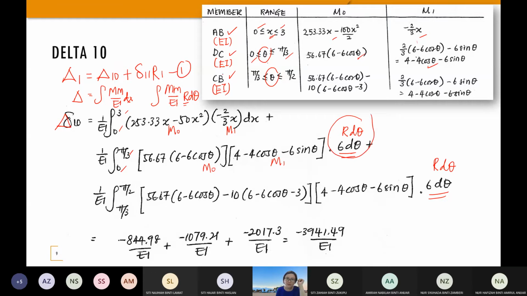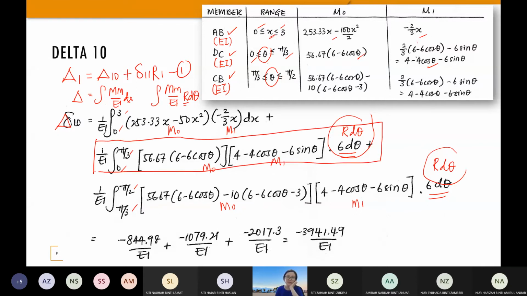Then we move to CB. You have π over 3 to π over 2. This is M0 and this is M1, and you have R dθ. So class, I want you to try using a calculator. After my class, please try manually. But now I want you to try using your calculator to find this result only, this part only.